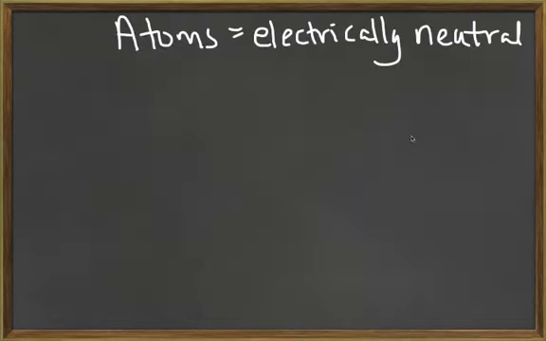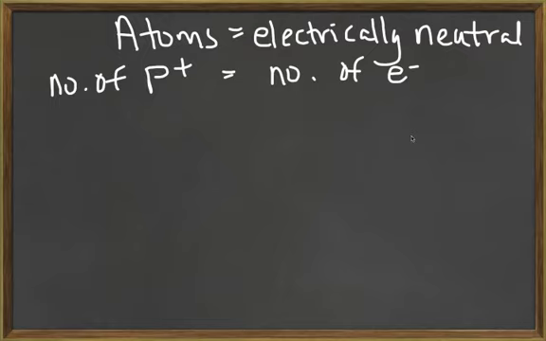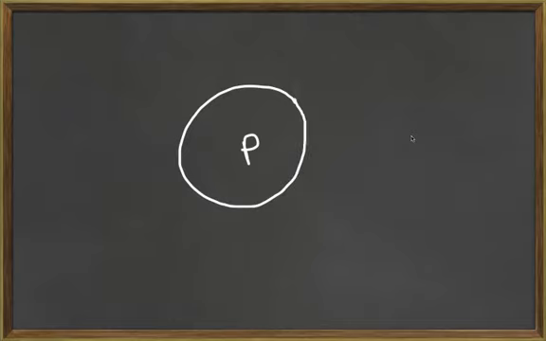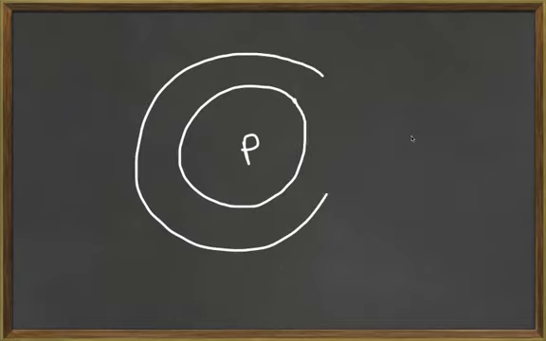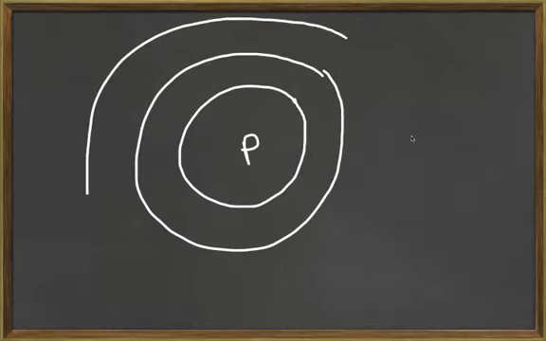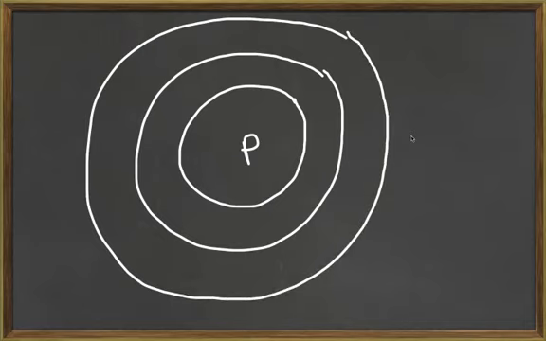Atoms are electrically neutral because for every positively charged proton, the atom has a negatively charged electron. Within the electron cloud, electrons occupy different energy levels that are organized into concentric rings or electron shells. The first electron shell is closest to the nucleus and can only contain a maximum of 2 electrons. The next 2 electron shells can hold up to 8 electrons.